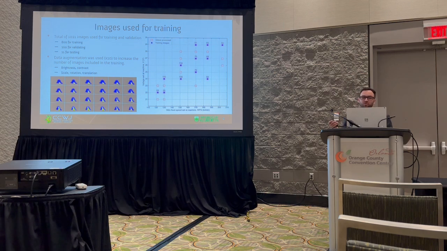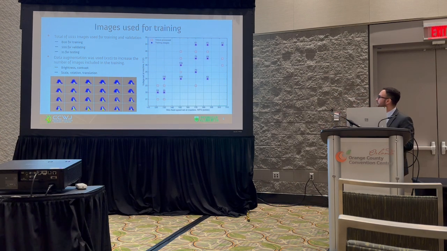Okay, so in order to train this model, we manually segmented these images. We segmented a total of 1,021 images. From the 1,021, we used 800 for training, 200 for validating, and 21 for testing. For the 800 images that we used for training, we performed some data augmentation with a multiplier of 10 times 10 to obtain 8,000 images. Essentially, we just changed the brightness, the contrast, the scale, and rotation translation in order to obtain more images from our data set.